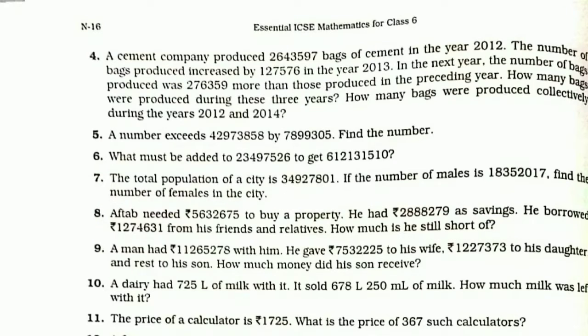Here question number 4 is the same as we have done in question number 3. So now we are moving towards question number 5. A number exceeds 4,29,73,853 by 78,99,304. Find the number. So whenever the word exceed comes, we use addition only. So for solving this, we just add these two numbers.